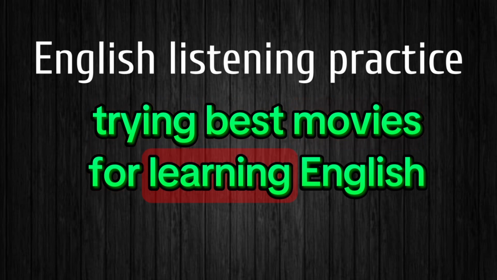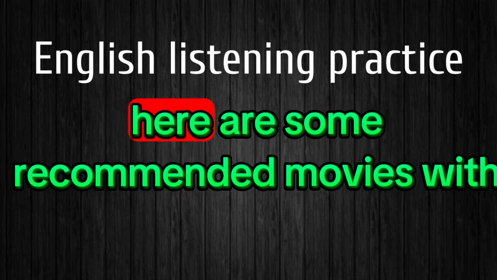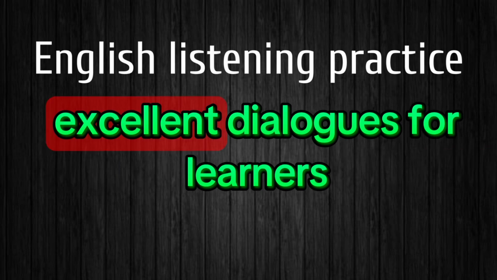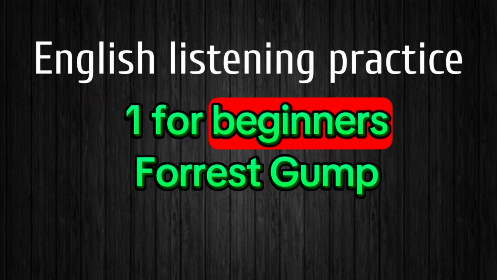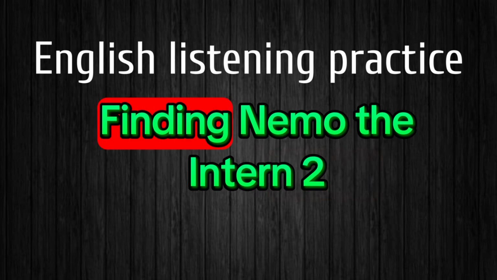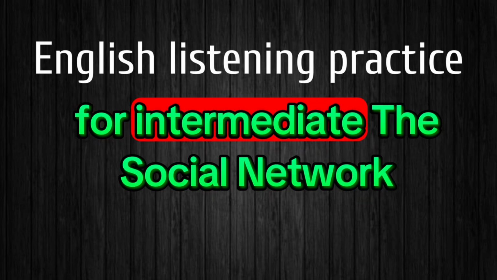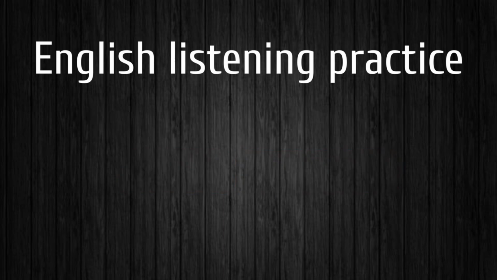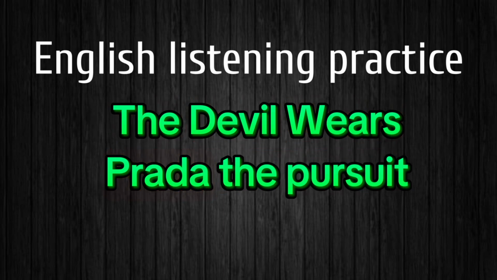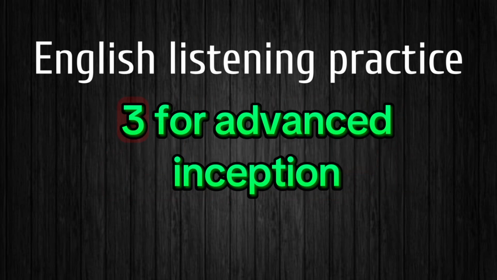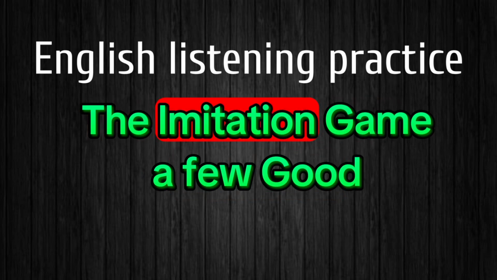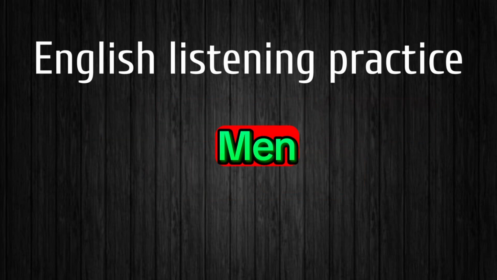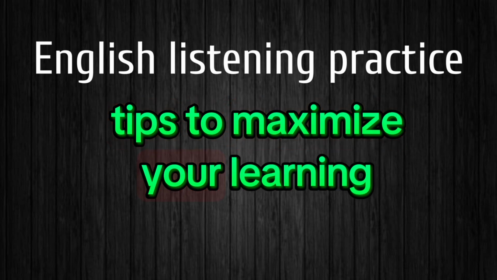Best movies for learning English through scenes. Here are some recommended movies with excellent dialogues for learners. 1. For beginners. Forrest Gump. Finding Nemo. The Intern. 2. For intermediate. The Social Network. The Devil Wears Prada. The Pursuit of Happyness. 3. For advanced. Inception. The Imitation Game. A Few Good Men.